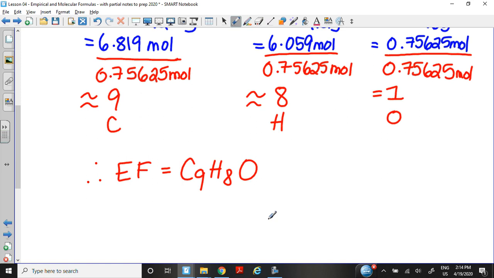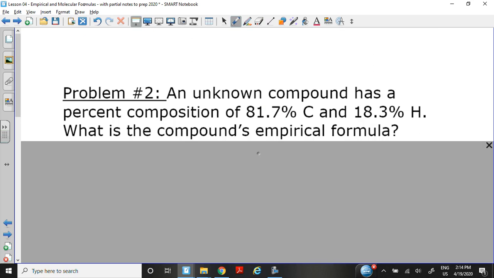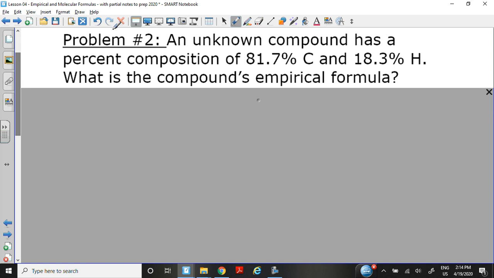Let's try out another problem. This one's just a little bit different, but not any harder. There's just an extra step that we have to do.